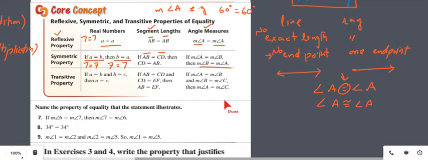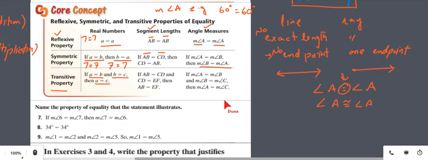Okay, Dua. Let's move to the next property, which is the transitive property. Now, it gets more interesting: what is the transitive property of real numbers? For example, if real number A equals real number B, and real number B equals real number C, then real number A will be equal to real number C.